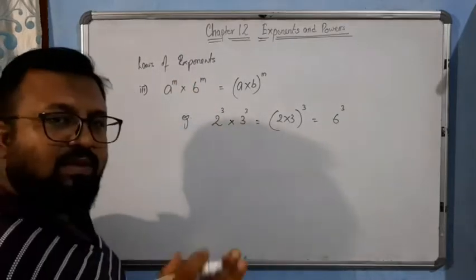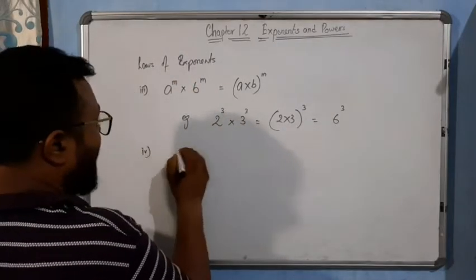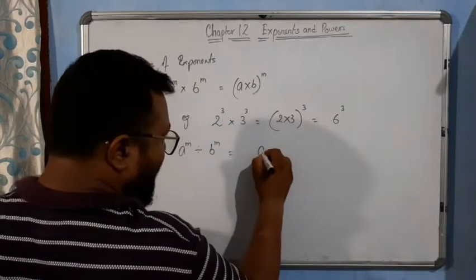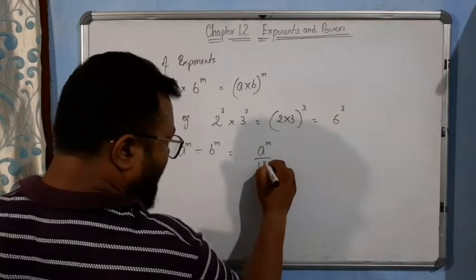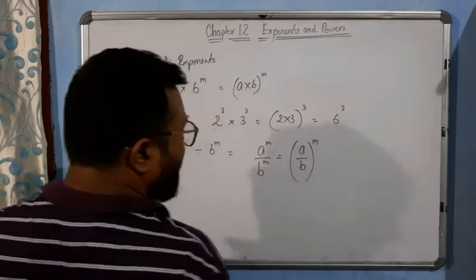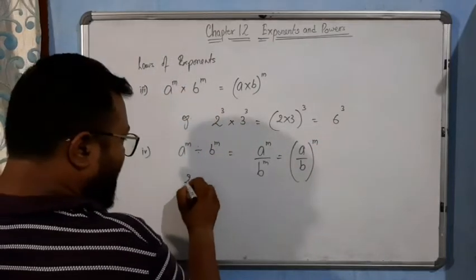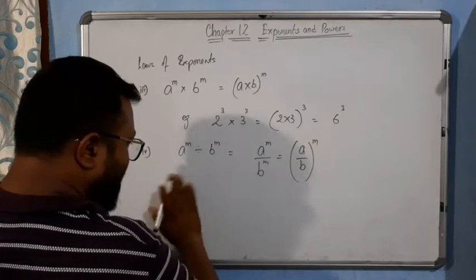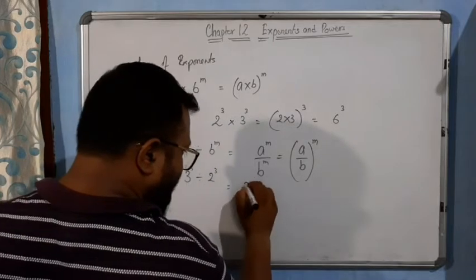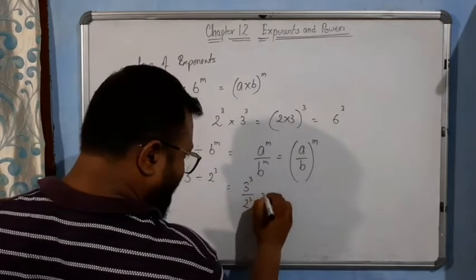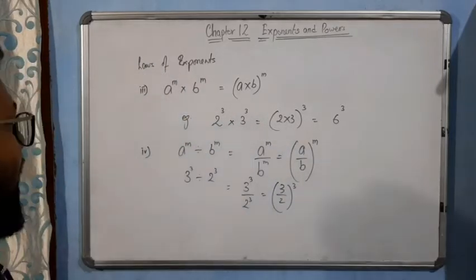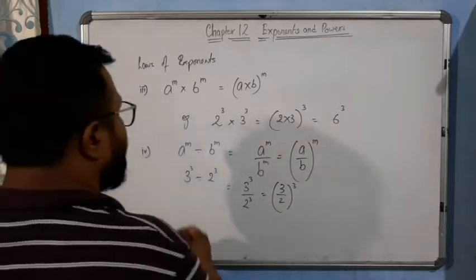Now come to the next one. If a to the power m is divided by b to the power m, it looks like a to the power m by b to the power m, so under the same power we can write a by b to the power m. For example, 3 cube divided by 2 cube is 3 cube by 2 cube, which is 3 by 2 whole cube. The answer will be like this. Now come to the last law, this one.